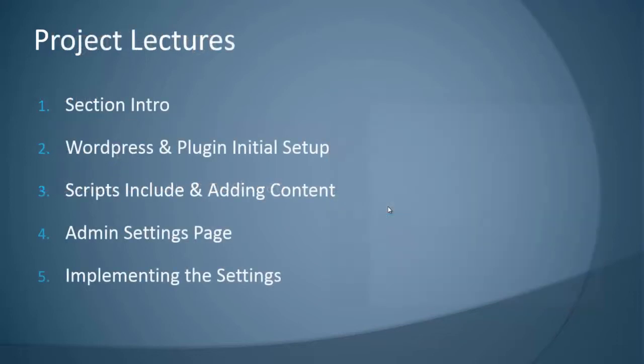Alright, so project lectures, we have the section intro, which you're watching now, WordPress and plugin initial setup. Okay, so we'll install WordPress, we'll create our plugin files and so forth. Lecture 3, we'll create our scripts, include, and we'll add our content. Lecture 4 will be the admin settings page. And then in Lecture 5, we'll be implementing those settings.